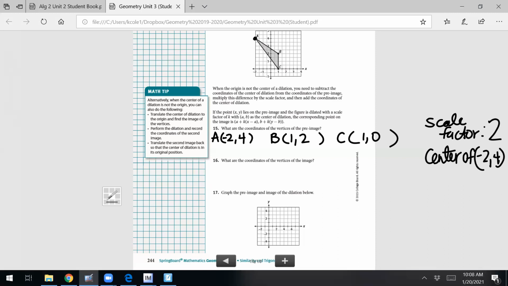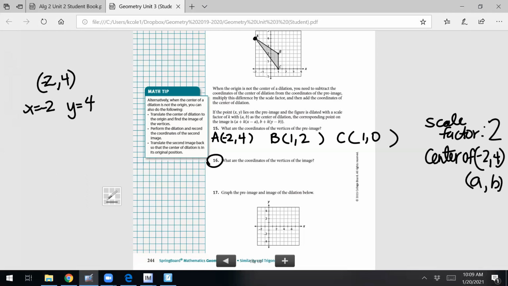Now, we can see that using their equation that they gave us here, because number 16 says, what are the coordinates of the image? So we need to apply this dilation. So it tells you that X and Y is your pre-image. So X, in this case, would be -2, and Y would be 4, because that's our ordered pair. Then A, B is your center of dilation. So our center of dilation is also the same thing. Okay, so then we would just plug it into their formula.